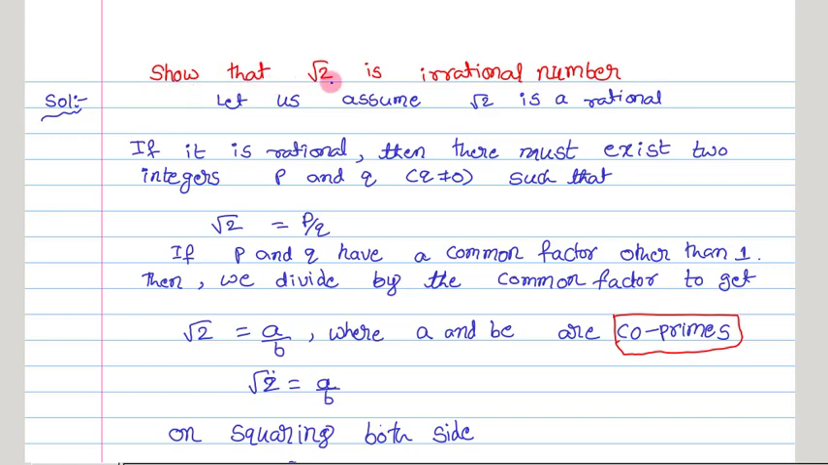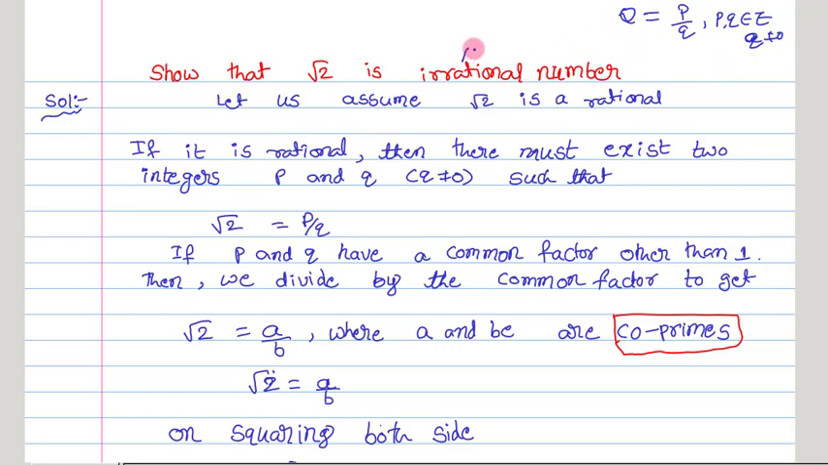Show that root 2 is an irrational number. To prove this, firstly one must be aware of rational and irrational numbers. Rational numbers are represented by Q, and they are the numbers which can be written in the form p by q, where p and q are integers and q should not be equal to 0.